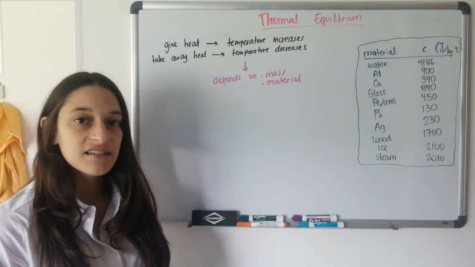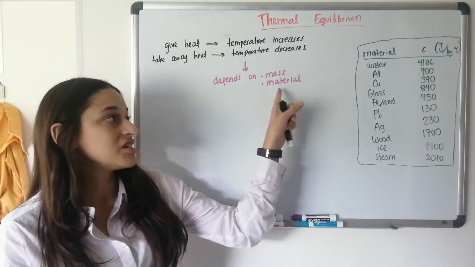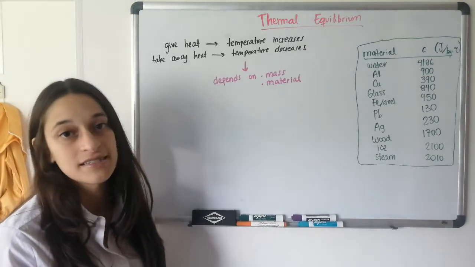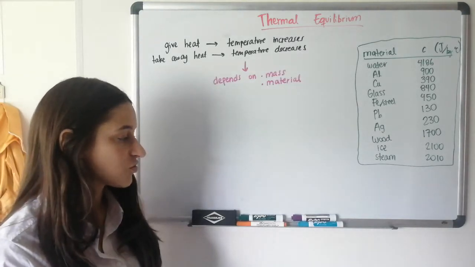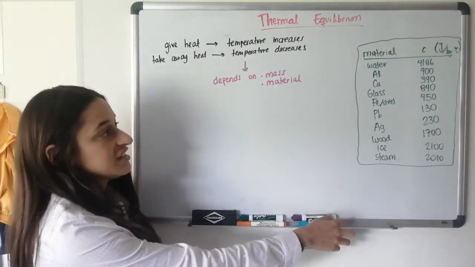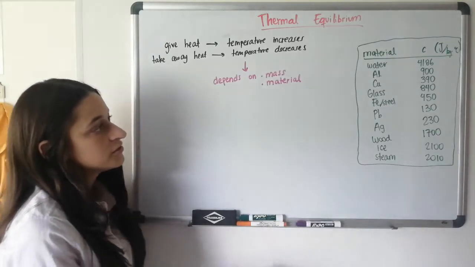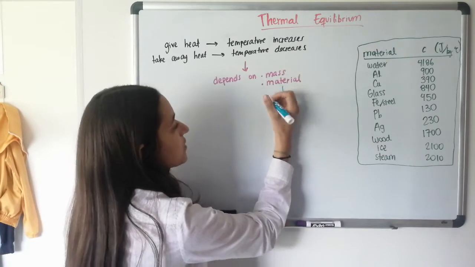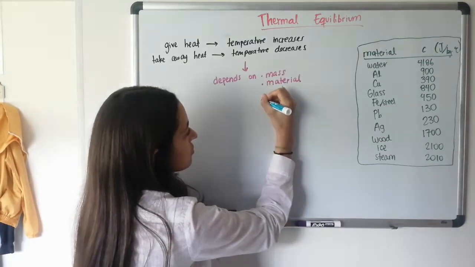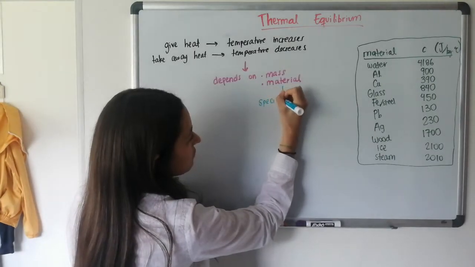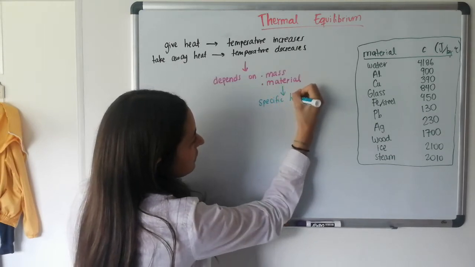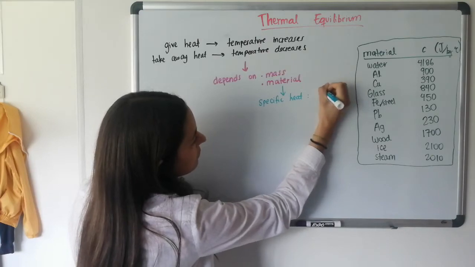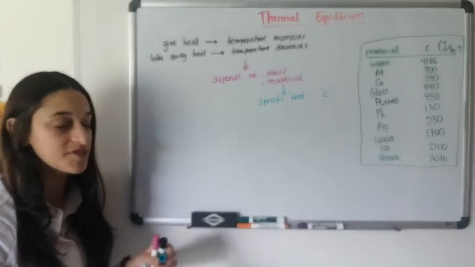So like last class, the material is determined by a constant. And this constant is going to be called specific heat. So the material is put into an equation through a constant called the specific heat. Specific heat. And it's given the letter C. C is the specific heat.